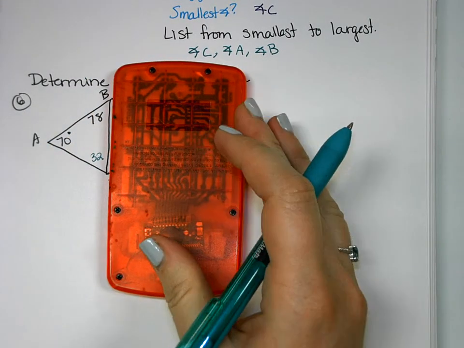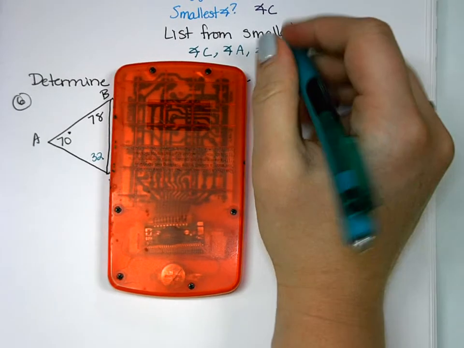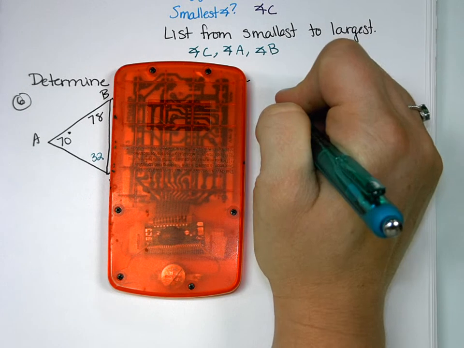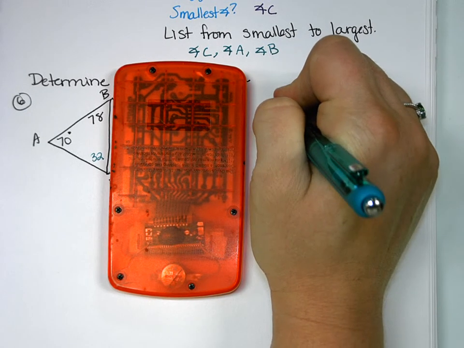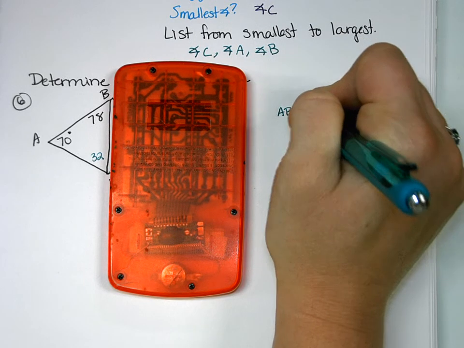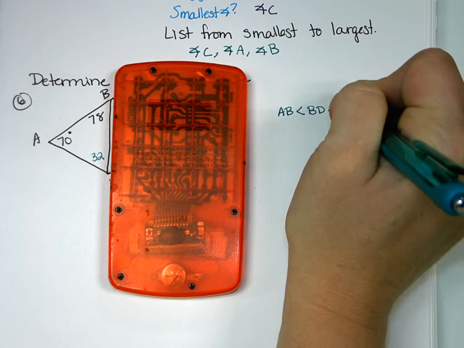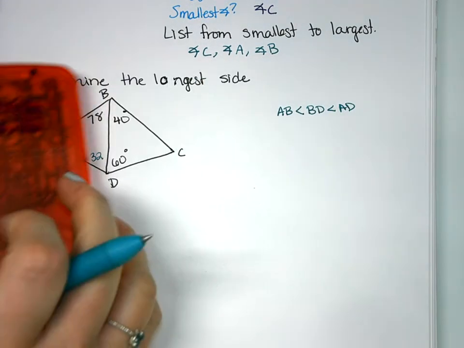So then what I'm going to do is go from smallest to largest. So my smallest side would be AB, my middle side would be BD, and my largest side would be AD. Then I'm going to go to the next triangle.